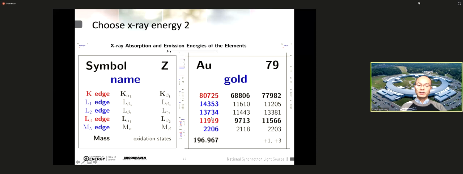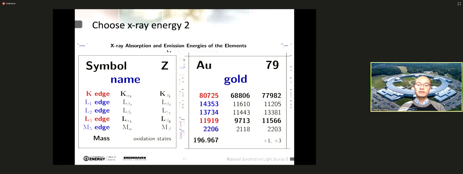In order to make the excitation emission rate as high as possible, usually you just need to tune your incident energy slightly above the excitation energy. But if you are very much larger than this energy, yes, you're still going to excite the fluorescent signal, but the excitation rate will drop down a little bit. Okay, this is the second consideration to choose the X-ray energy for your experiment.